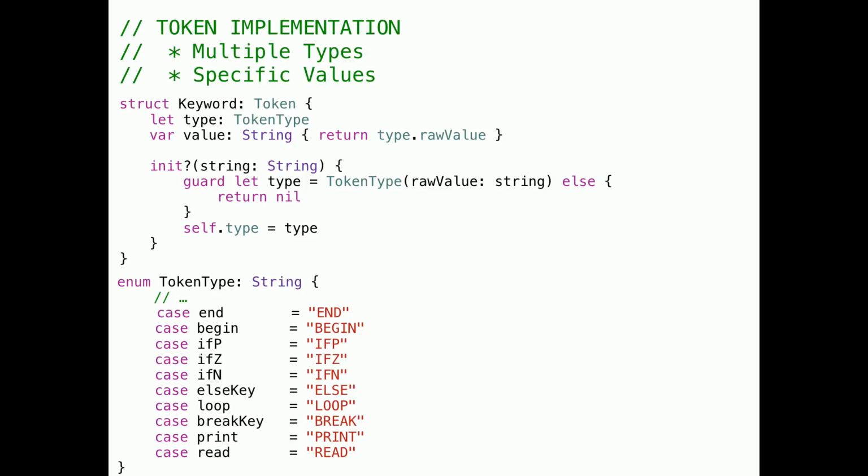So our keyword implementation can now take a string, and it can attempt to create a token type using that as the raw value. And if that succeeds, well, we must have a keyword. And if it fails, there's really not much we can do here, because the string that you're handing us simply doesn't represent a keyword in our language. So we use a failable initializer, and we return nil in this case. Now, in addition to keywords, operators and parenthesis tokens have an equivalent implementation, because they also have a fixed string which always represents them in the language.